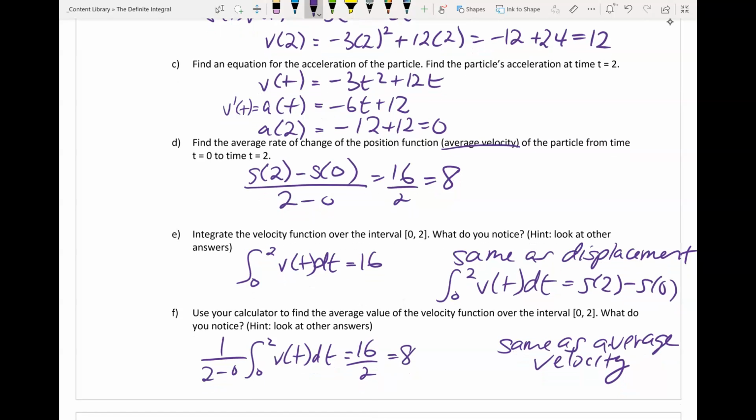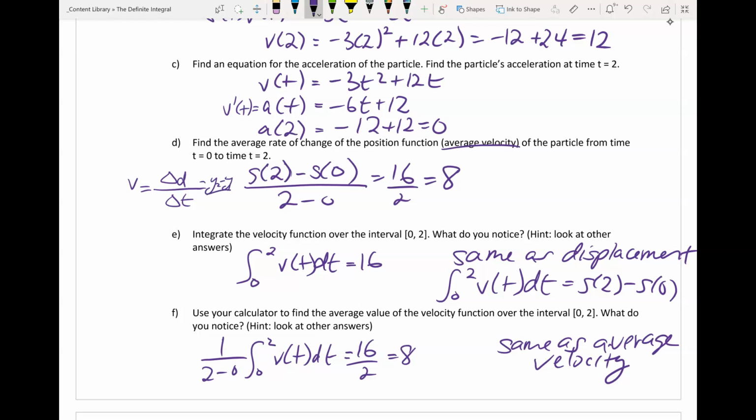For D, to find the average rate of change, your average velocity. In physics, this is going to be your change in position over your change in time. Or you can think about this in terms of slope as well.